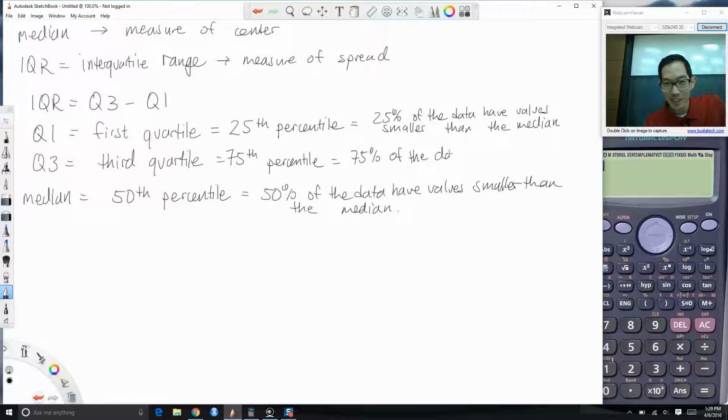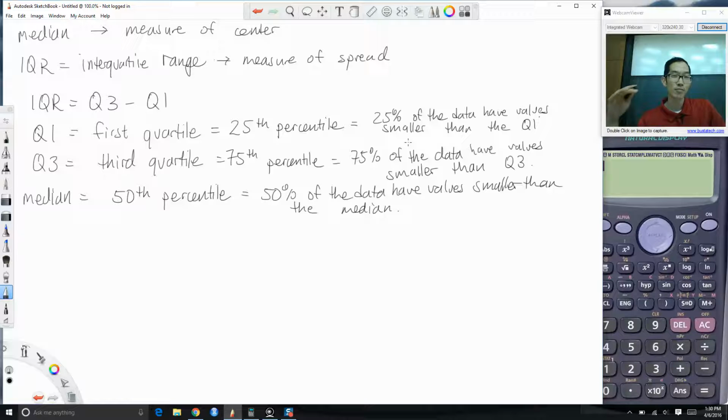75% of the data have values smaller than... what, did I write median here? See, I'm not even thinking. Values smaller than the first quartile. Sorry, I apologize. 75% of the data have values smaller than Q3. Are these definitions okay?